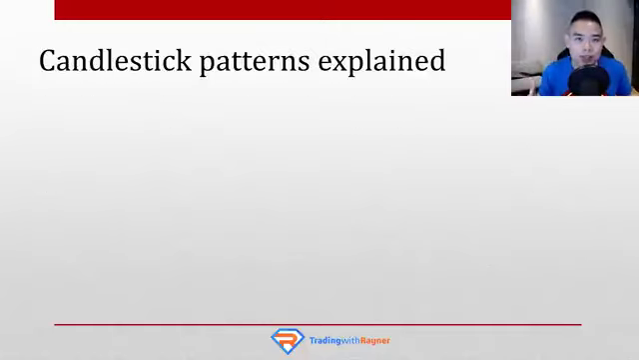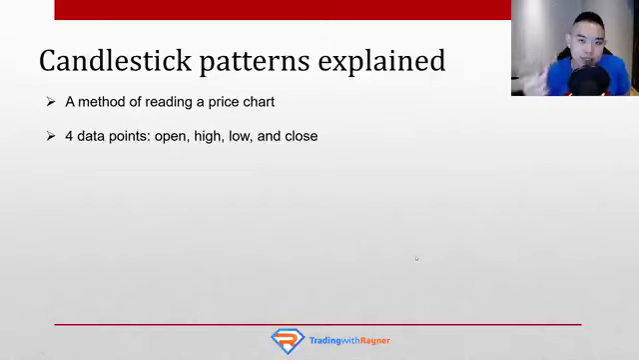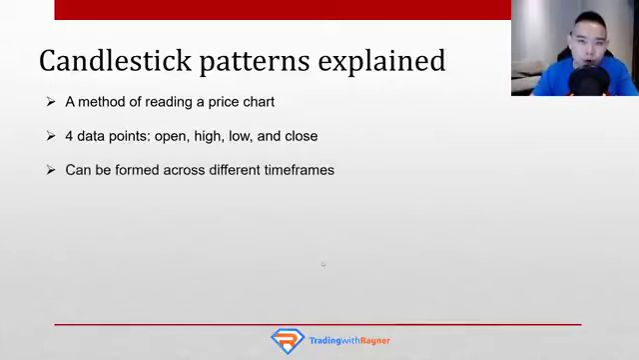So, what is a candlestick pattern? Well, a candlestick pattern is a method of reading a price chart. So you have things like a bar chart, a line chart, and then we have the candlestick chart. To read a candlestick pattern, we have 4 data points: the open, high, low, and close. Don't worry, we'll get to that shortly if that confuses you. A candlestick pattern can be formed across different time frames. It doesn't matter what time frame you're trading on, whether you're on a 5 minute chart, the 1 hour, or the daily, you can apply candlestick patterns to your trading.